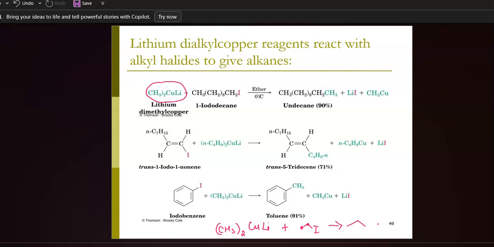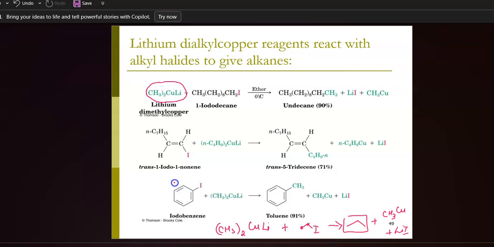So you can make it into propane, and your side products would be: one of the CH3 remains attached to the copper, so CH3Cu, and lithium goes with the iodine. So see, you went from a 2 carbon atom chain here to a 3 carbon atom chain. So this is what is called coupling.